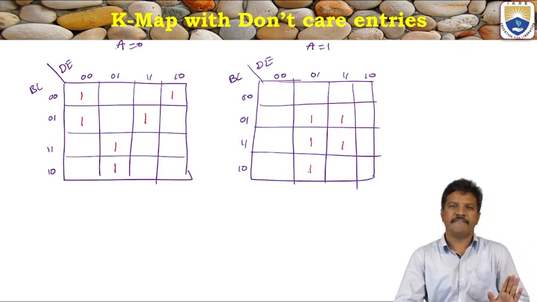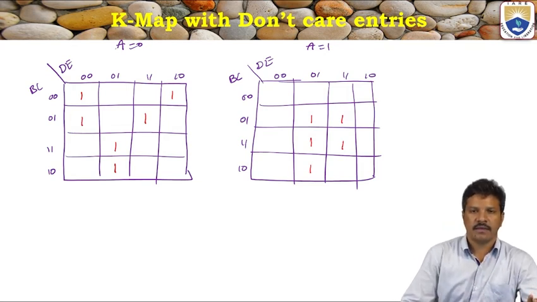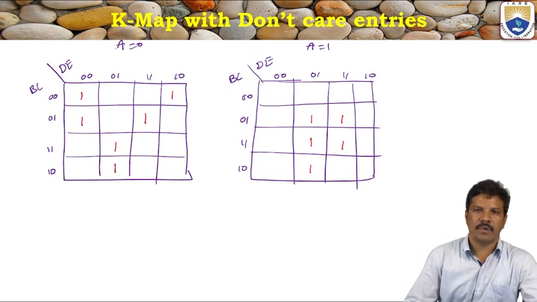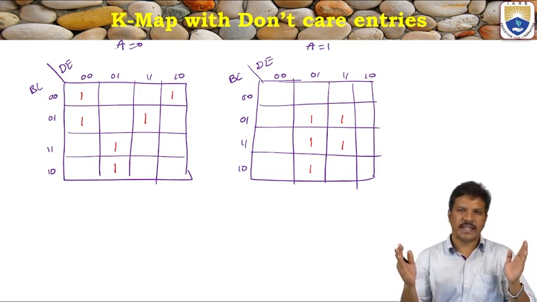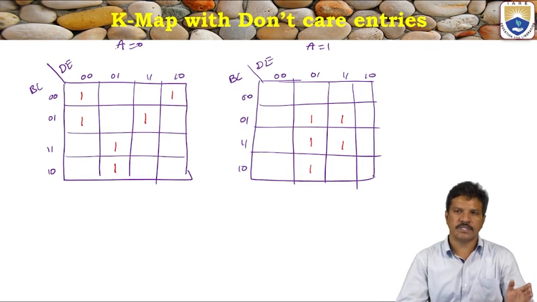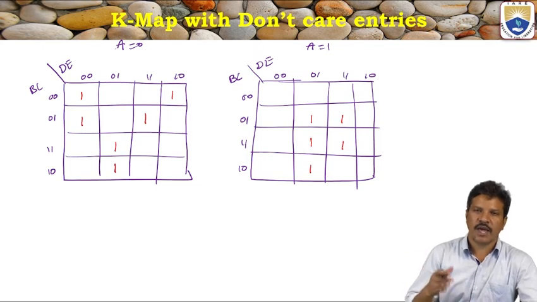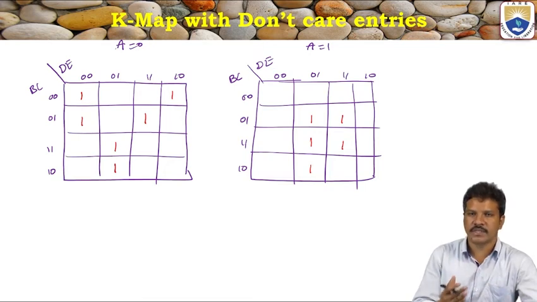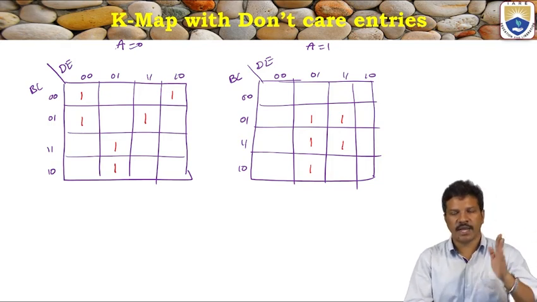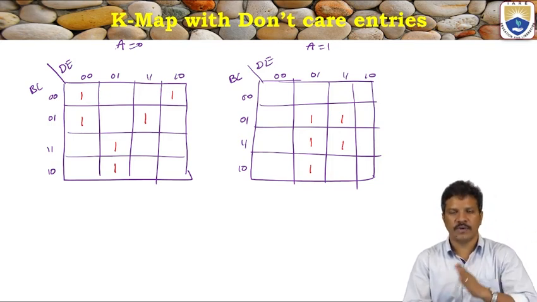Now, how to identify the shape of the adjacents in the 5 variable K-map? Take all the ones: 32 ones would mean all boxes, and no, all ones are not there. The next priority is: is there any group of 16 ones in the A equal to 0 K-map or the A equal to 1 K-map? No, 16 is also not possible. Now we will take 8, next 4, next 2, next 1.